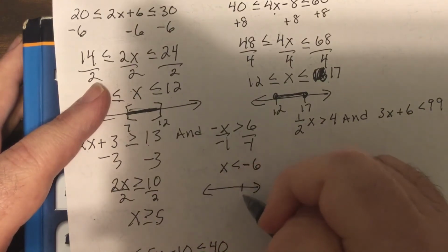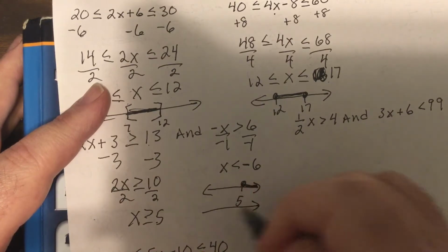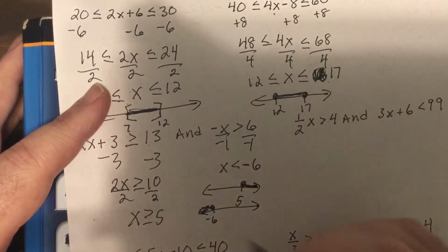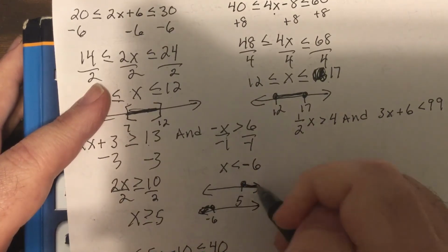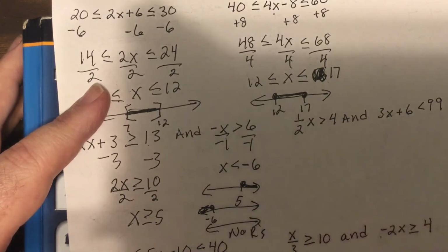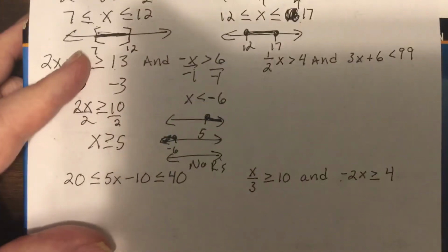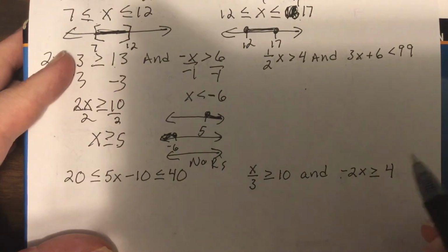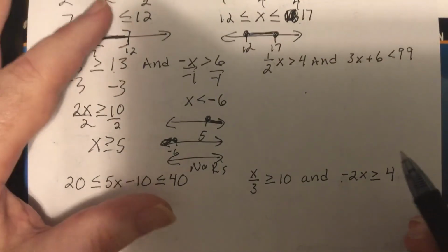But if you want to do the 3 graphs, here we go. And it has to be common to both. What is true for both? And nothing's true for both. There's nothing that overlaps, so therefore it is no reals. I have 3 problems. Freeze the video, try all 3, and then see what you get. And then turn me back on.